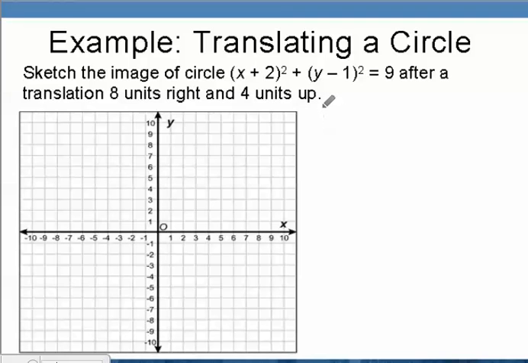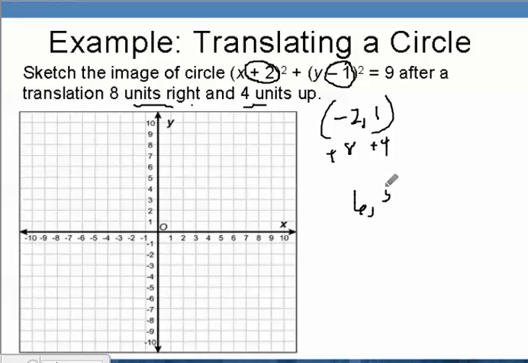That's where we're at. Okay, we're going to translate this one 8 units right and 4 units up. I'm going to find the center first. The center is at -2, 1. How did I get that? Well, there's my -2 right there, and there's my 1 right there. Okay? And I'm going to go right 8 units. That means I'm going to add 8 onto this. And I'm going to go up 4 units. That means I'm going to add 4 onto this. That means I'm going to be at 6, 5. That's where my new center is going to be.